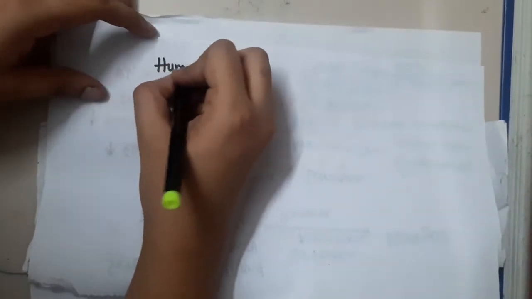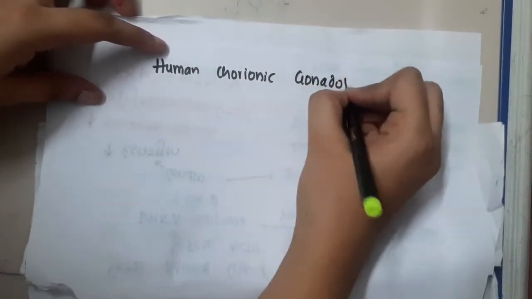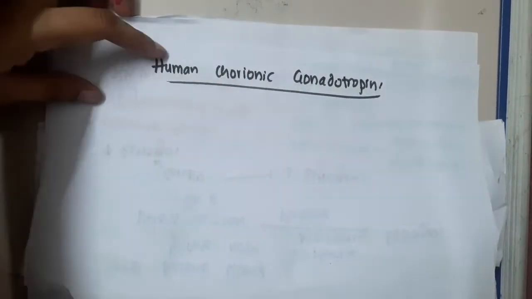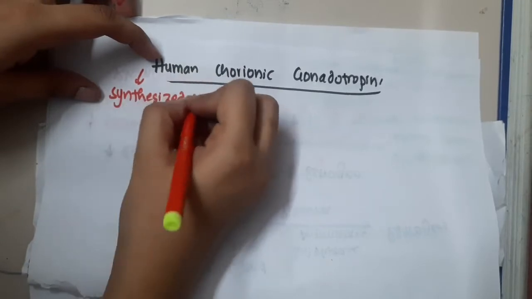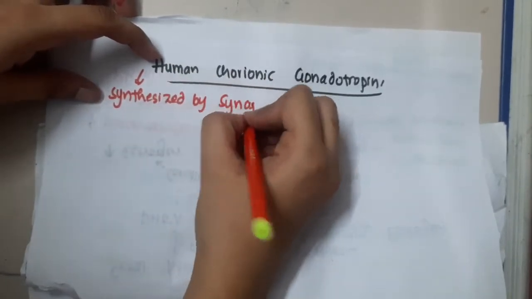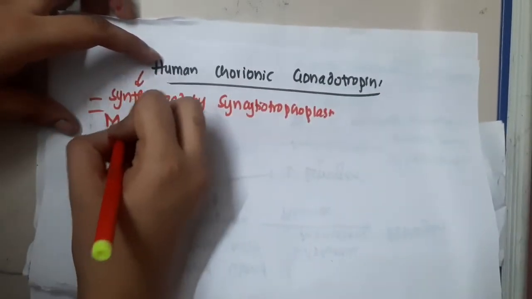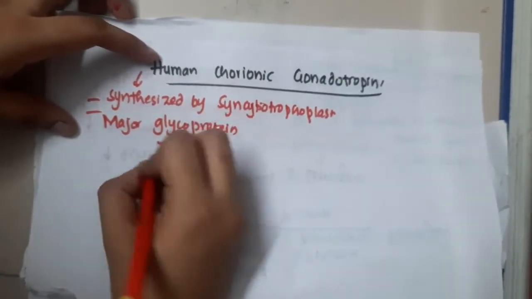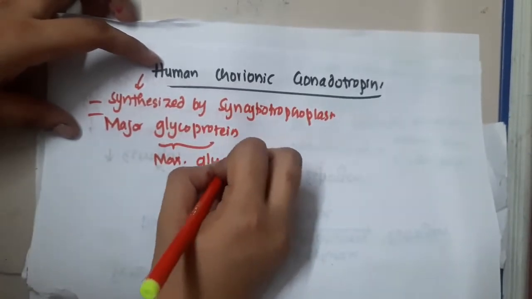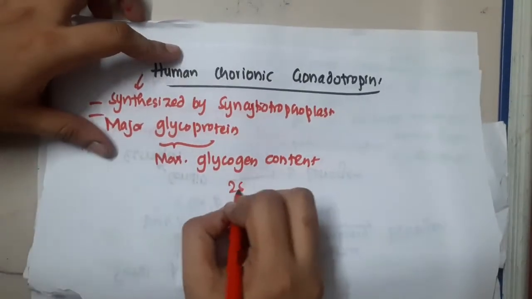Hello friends, let us now learn some important points about human chorionic gonadotropin. This human chorionic gonadotropin is mainly synthesized by syncytiotrophoblasts. This is actually a major glycoprotein which is produced, and because it is a glycoprotein, it has maximum glycogen content. HCG has two subunits.